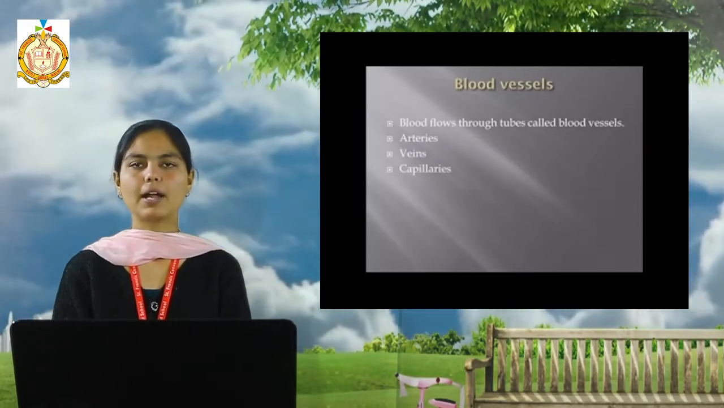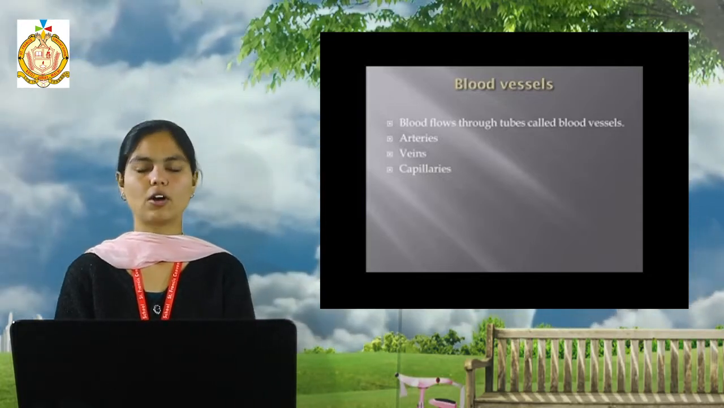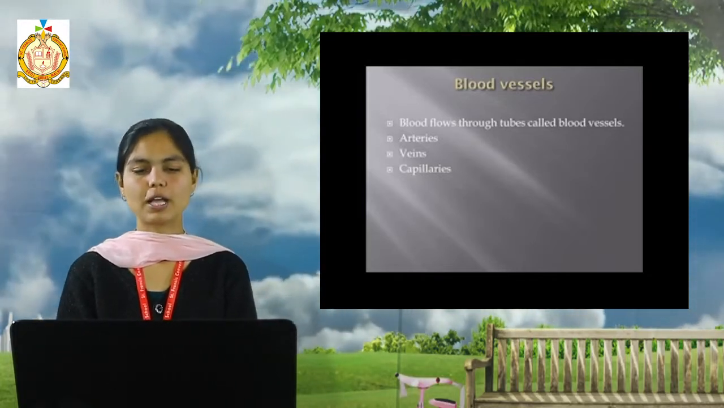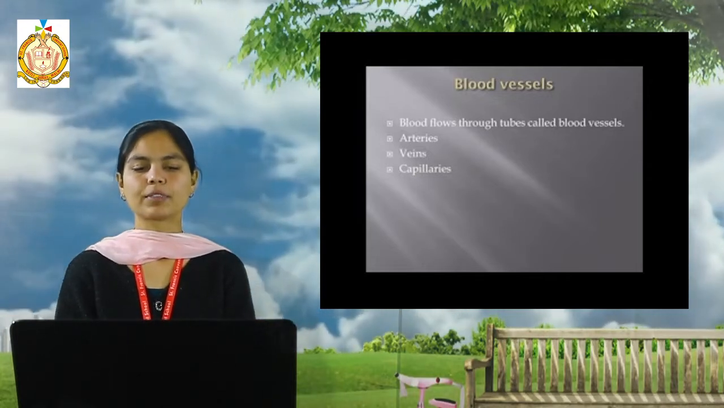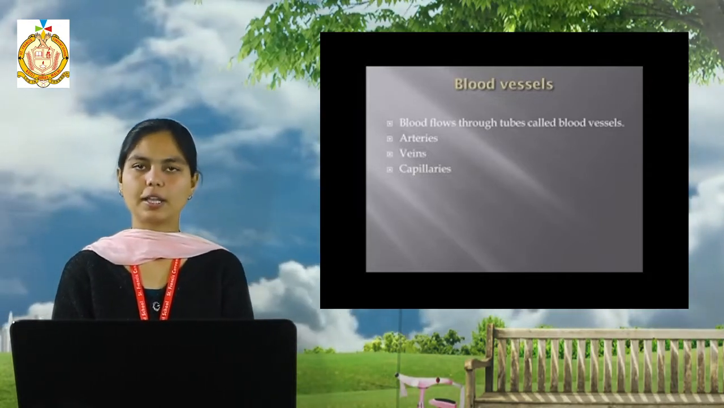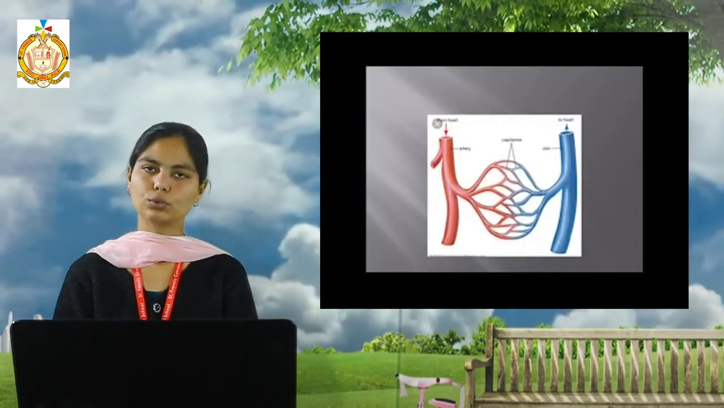Next are the blood vessels. Blood flows through tubes, and these tubes are called blood vessels. These tubes are arteries, veins, and capillaries. See in this figure. In the arteries, the blood comes from the heart, and in the veins, the blood goes to the heart.